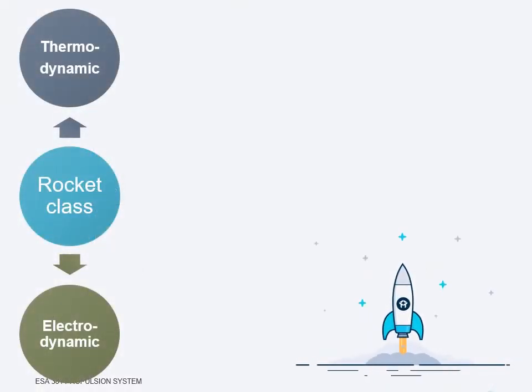There are two classes of rocket, which are thermodynamic and electrodynamic. Thermodynamic rockets transfer thermodynamic energy, heat and pressure, to a propellant and then convert the energized propellant into high-speed exhaust using a nozzle. There are a wide variety of thermodynamic rockets currently available or being considered. We can classify them based on their source of energy.